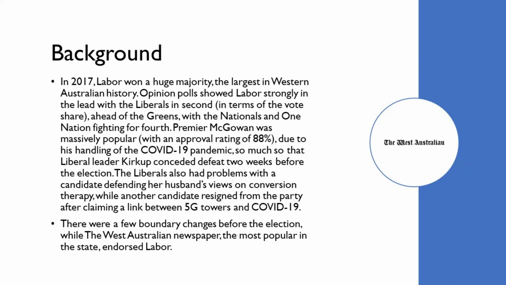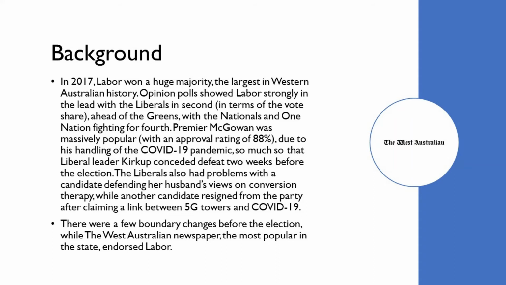Premier McGowan was massively popular with an approval rating of 88% due to his handling of the COVID-19 pandemic, so much so that Liberal leader Kirkup conceded defeat 2 weeks before the election. The Liberals had problems as well, with one candidate defending her husband's views on conversion therapy, and another candidate had to resign from the party and stand as an independent after claiming a link between 5G towers and COVID-19.